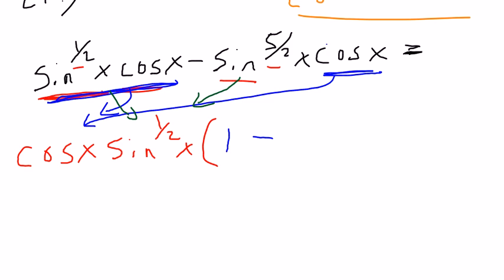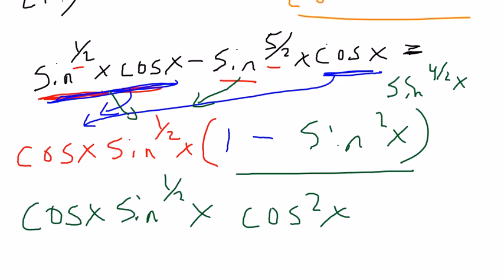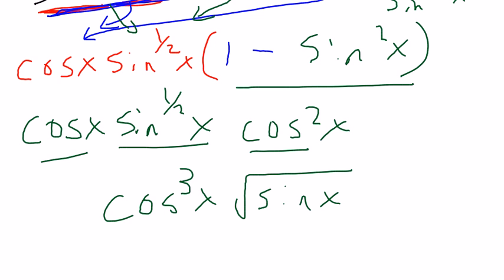Well, what is the sine to the 4 halves? That's going to be sine squared. And 1 minus sine squared is cosine squared. So now I have cosine times sine to the 1/2 times cosine squared. Well, there's your cosine cubed, which we're trying to get to. And it turns out that sine to the 1/2 of x can be written as the square root of sine.